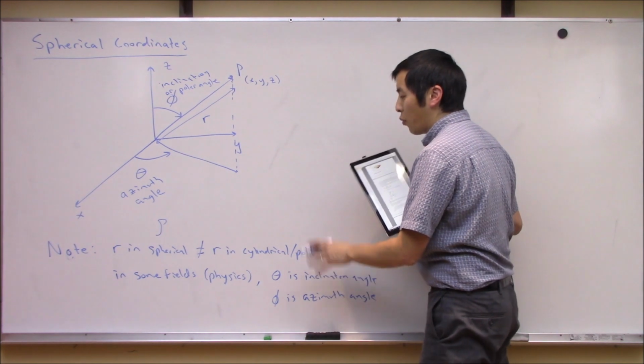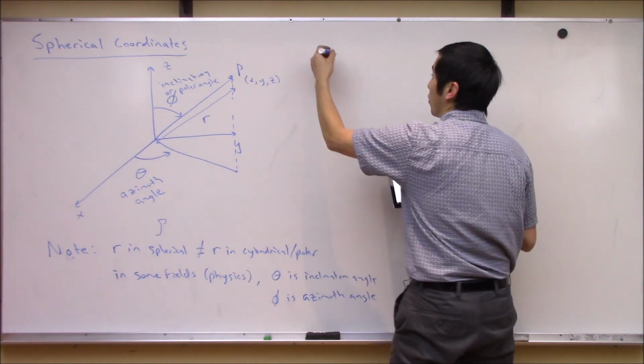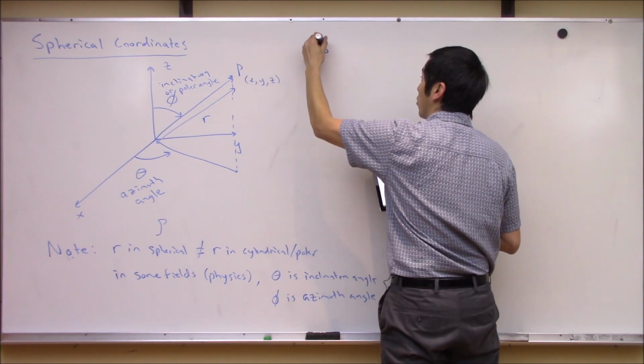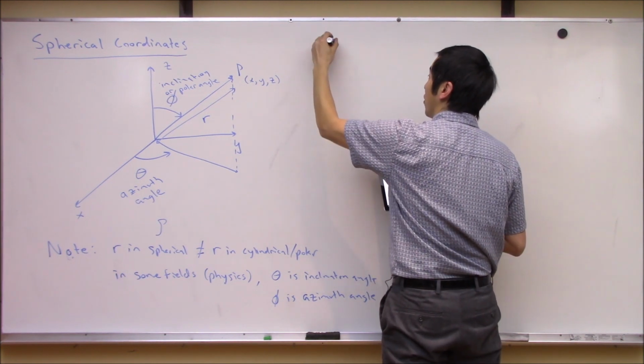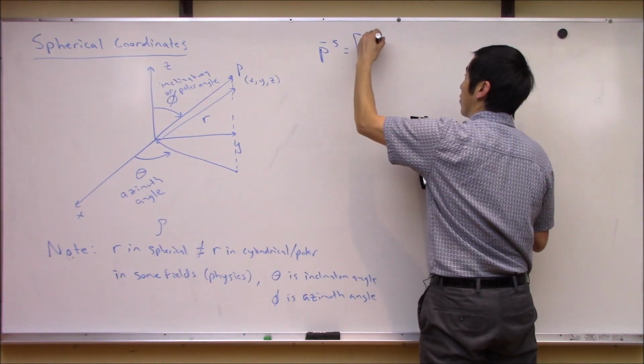Just be careful. We are going to adopt the notation here that a coordinate in spherical coordinates, so let's say this point P in spherical coordinates, let's call this a radial distance.